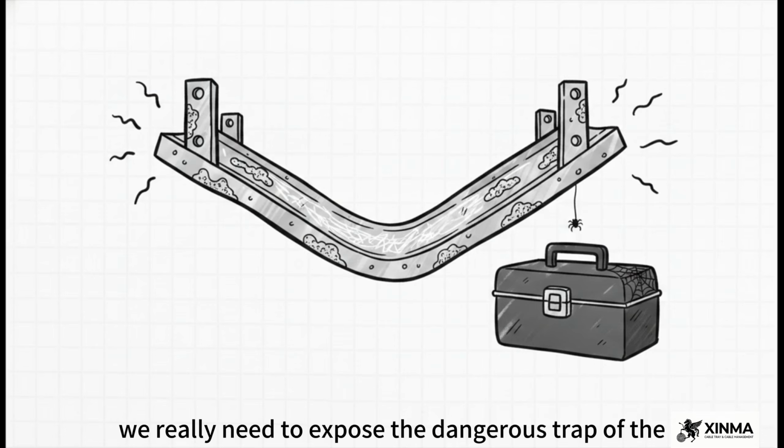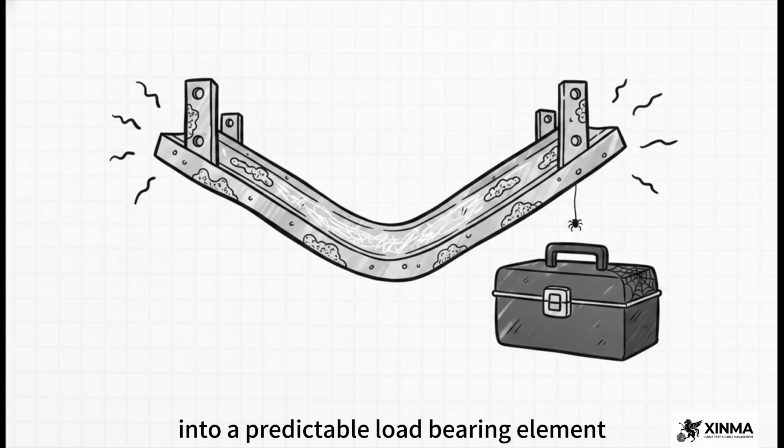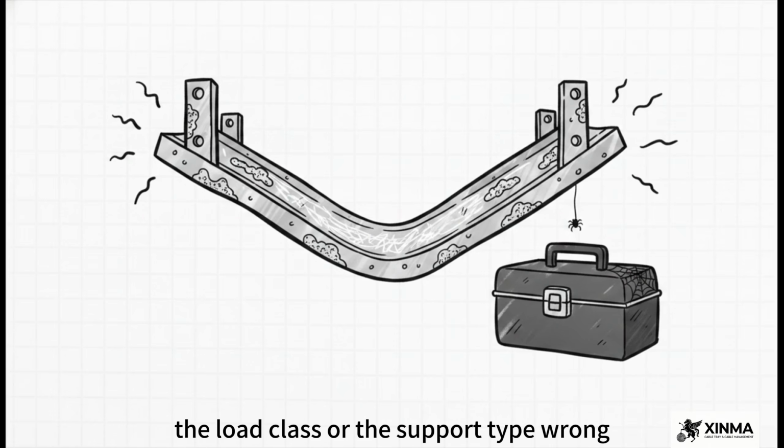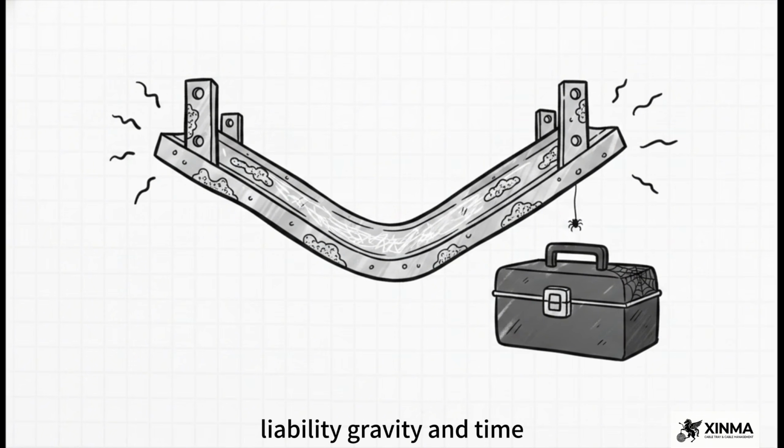All right, section 1, the post-handover crisis. We really need to expose the dangerous trap of the good enough installation. You see, cable tray support is the exact thing that turns a passive cable management system into a predictable load-bearing element. If you get the span, the load class, or the support type wrong, well, you've just turned a reliable system into a massive liability.